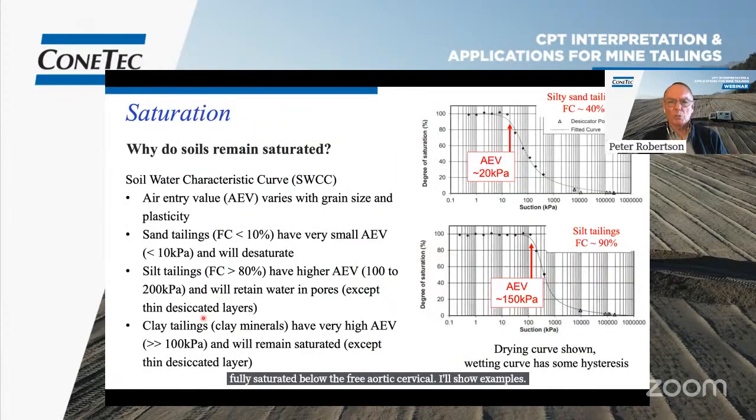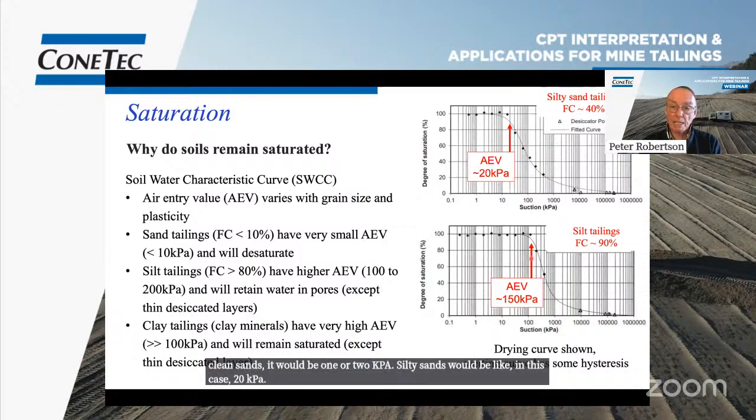So why do soils remain saturated? On the right-hand side, you can see these soil water characteristic curves. The upper one is for silty sand. And so the air entry value, which is the point when it begins to lose 100% saturation and begins to decline, that air entry value is typically a few kPa. In clean sands, it would be 1 or 2 kPa. Silty sands would be like, in this case, 20 kPa.